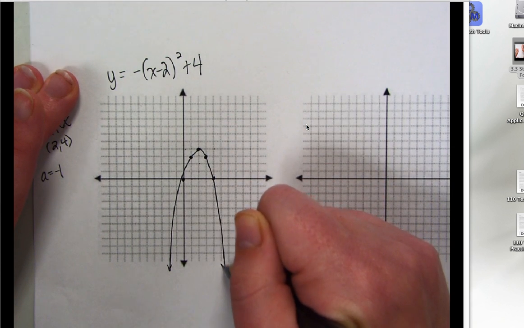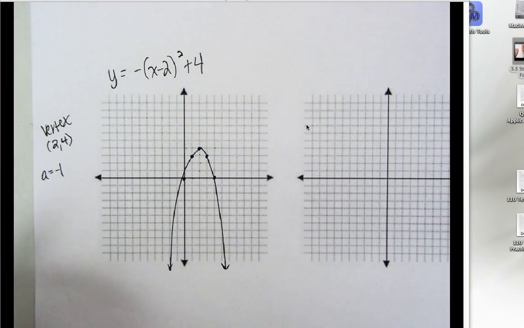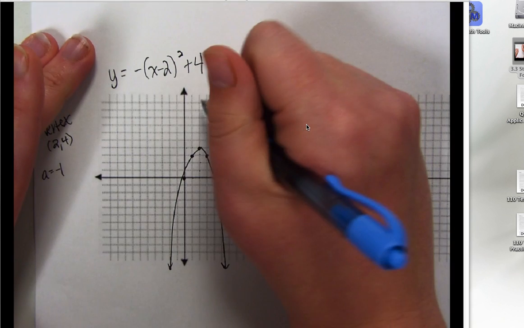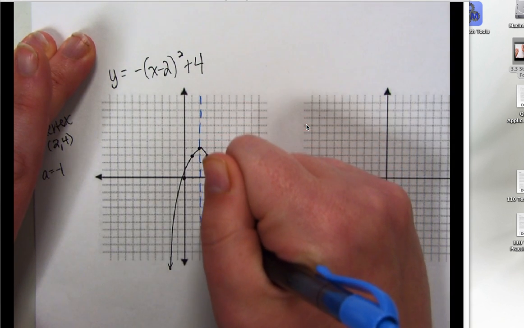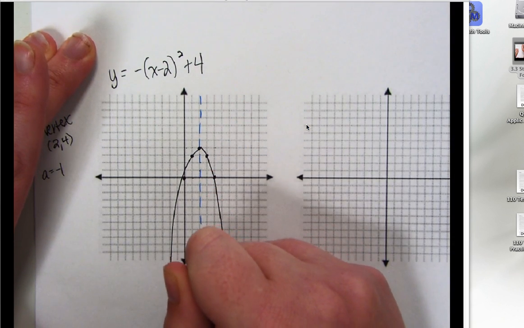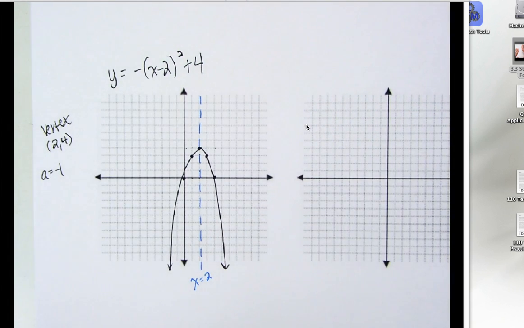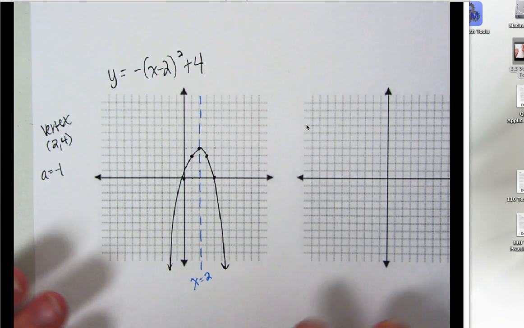Kind of missed the origin there. Oopsies. Okay, so there would be our graph. We could plot our axis of symmetry, which is the line x equals 2. That's it for that example. Let's do one more.